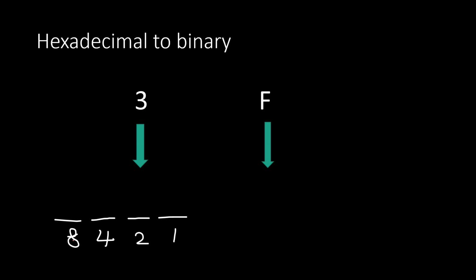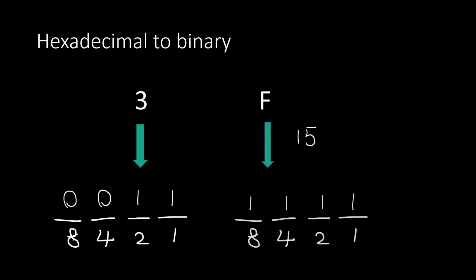So 3 is smaller than 8, we have 0. 3 is smaller than 4, we have 0. 3 is greater than 2, so we have 1. Then 3 minus 2 is 1, so the last bit is 1. For the right-hand side, we have f here. The f corresponds to 15 in Denary, and then we convert this to binary, which is 1111. So 3f will change to 0011 1111 in binary representation.